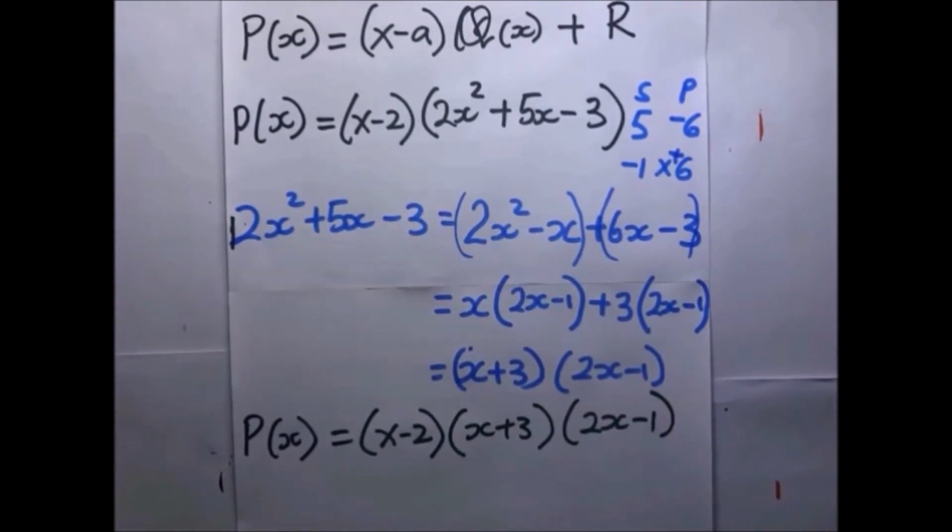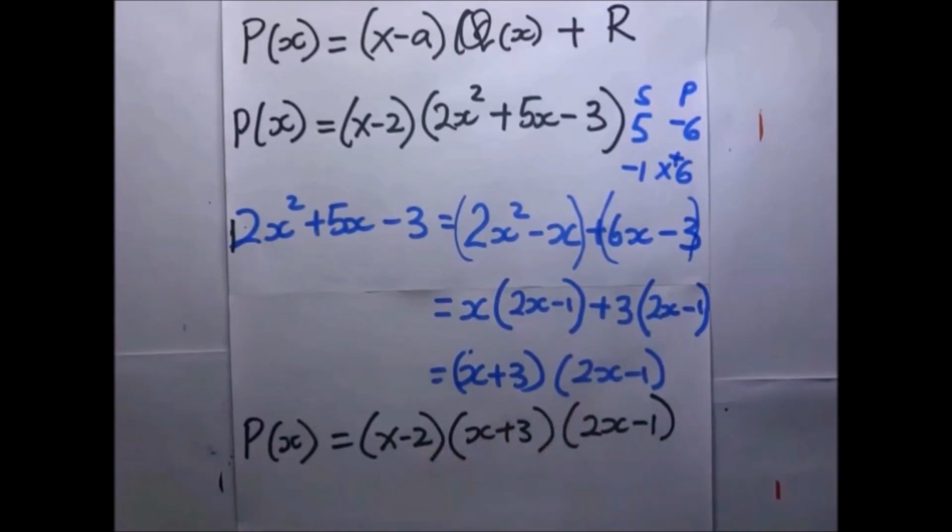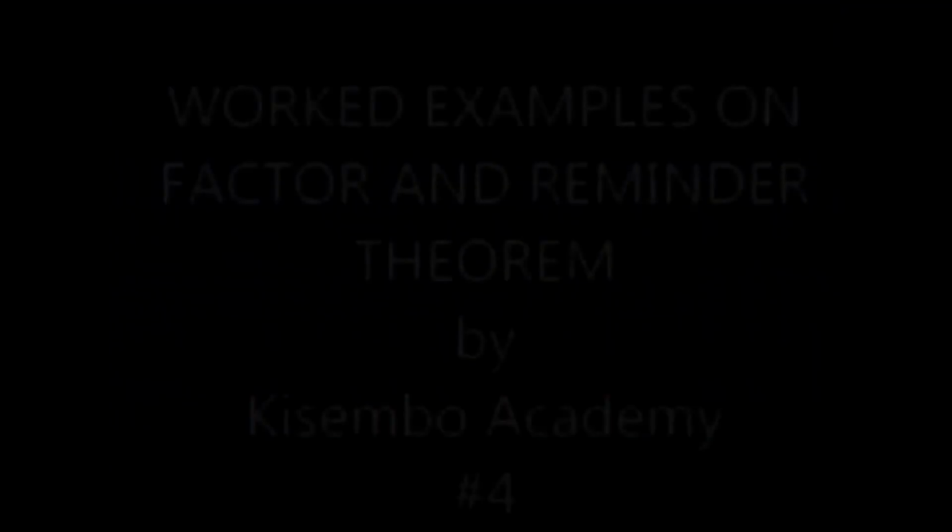So now our question was requiring us to find the other factors of this polynomial. One of those factors was already given to us, it was x minus 2. So it means the other factors are x plus 3 and 2x minus 1, and that's the answer.